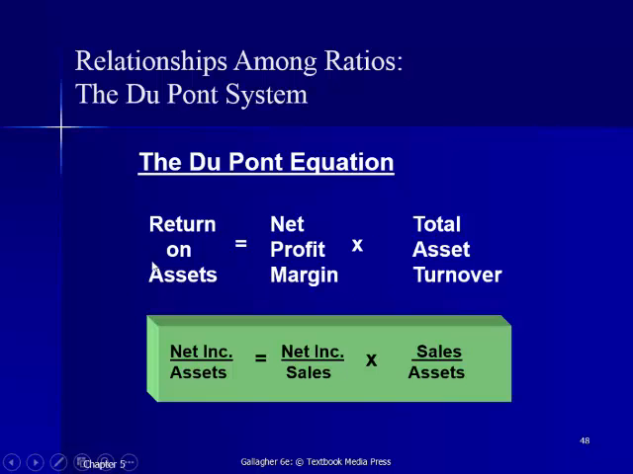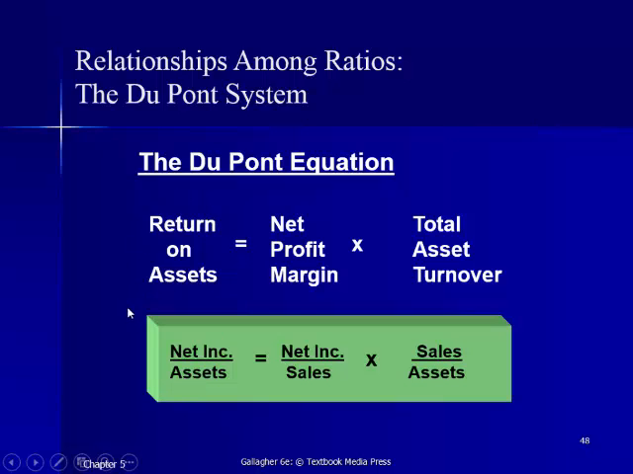You can see that mathematically it's pretty straightforward. If I take net income over sales, which is the net profit margin, and multiply by sales over assets, which is the total asset turnover, then sales in the denominator here cancels sales in the numerator here. I'm left with net income in the numerator uncanceled, and assets in the denominator uncanceled, and that's my return on assets ratio.